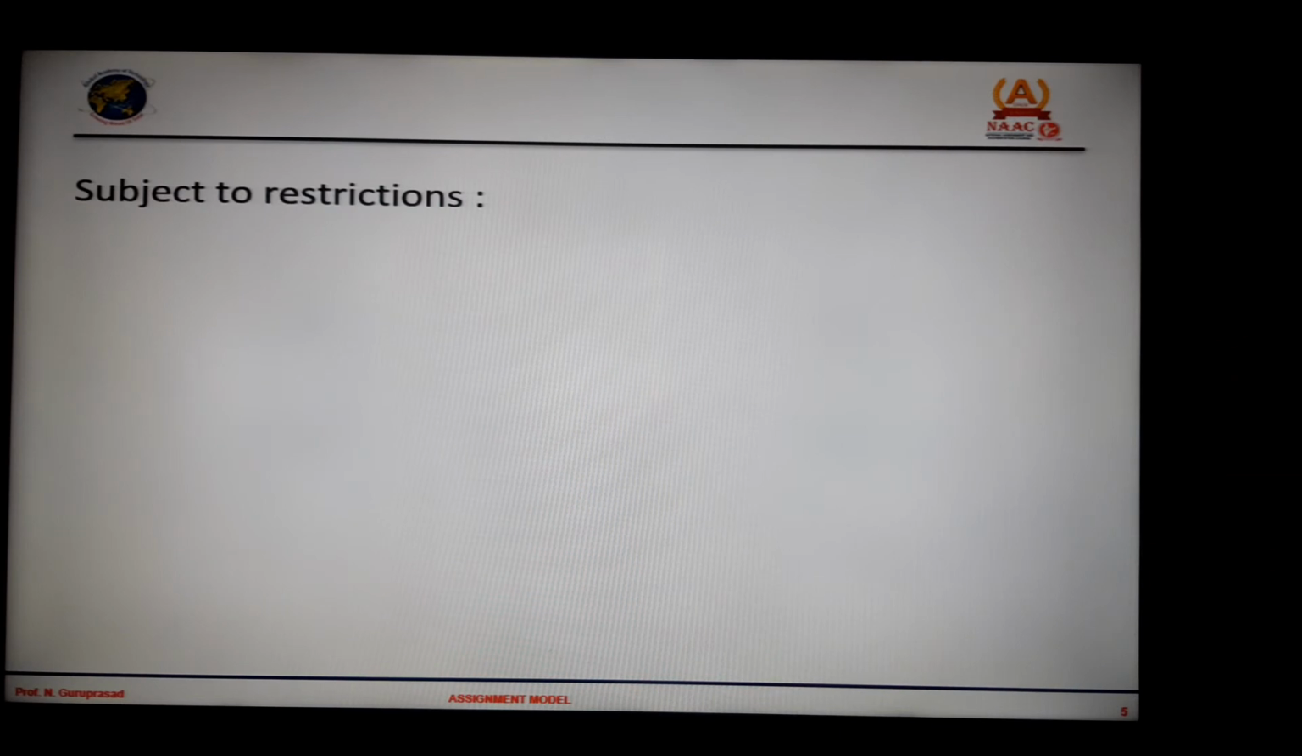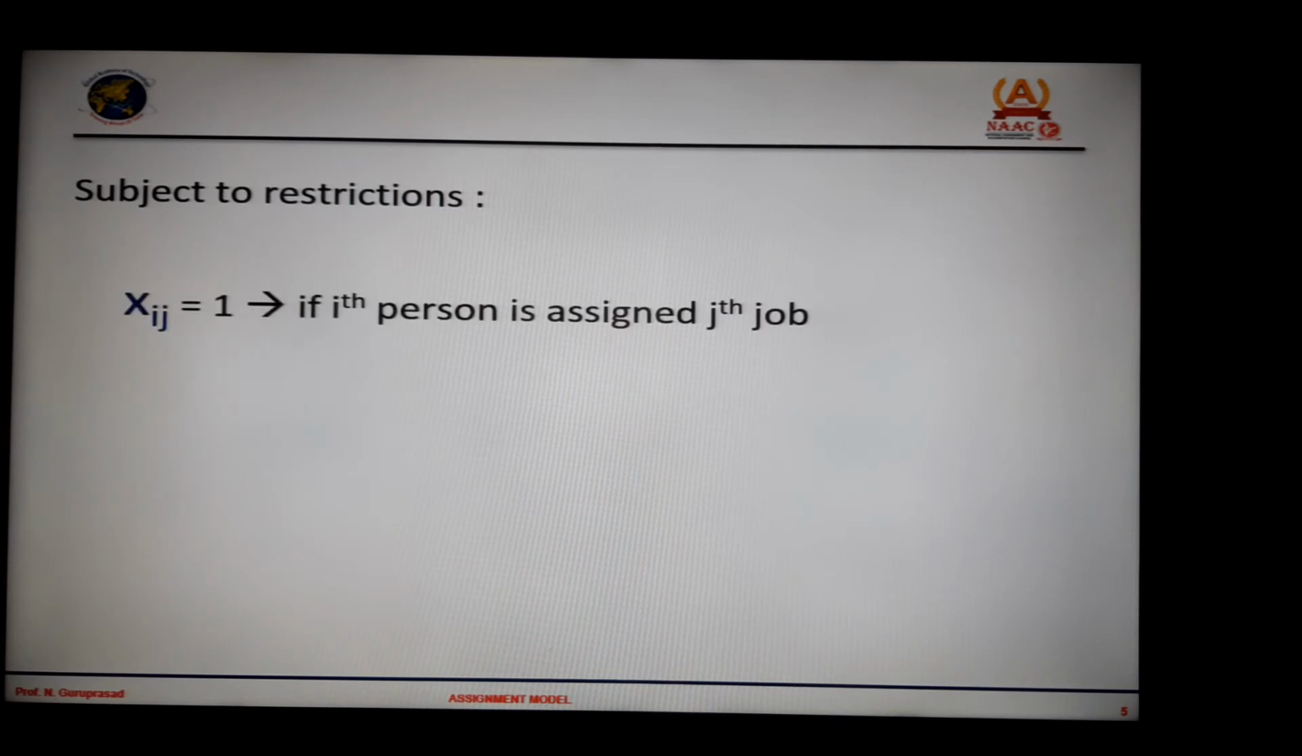But there are certain restrictions, because you know that OR always tries to give you an optimal solution based on so many restrictions. And the restriction that you have in the assignment model is that xij will be 1 if the ith person is assigned to the jth job, otherwise xij will be 0 for all other values of i and j.